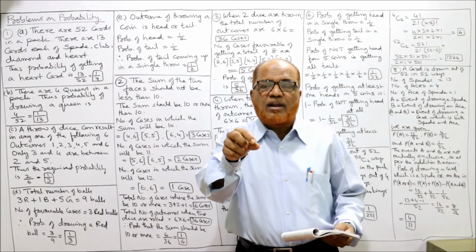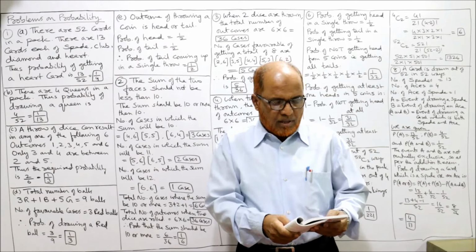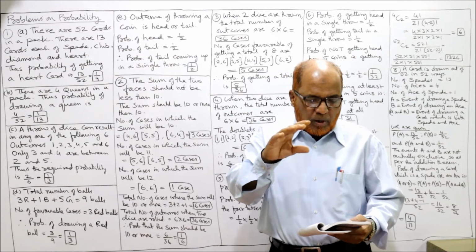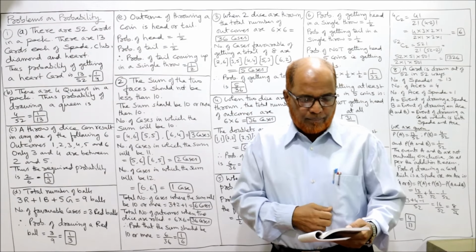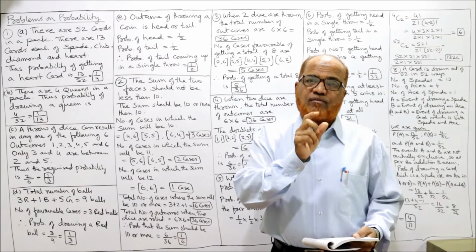And that face will represent either 1 number or 2 number or 3, 4, 5, 6. So a dice is thrown in the air. What is the probability of a number between 2 and 5 coming upward? What is the probability of a number which is between 2 and 5?